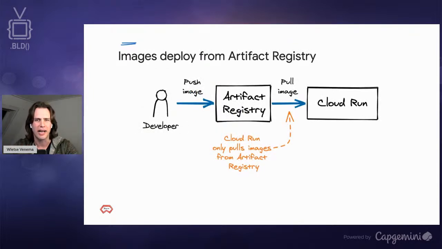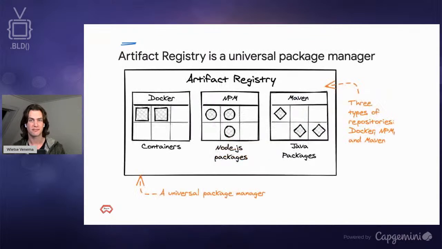Let's take a step back and look at how your container image gets to Cloud Run, because you're not sending it directly to Cloud Run, but you use Artifact Registry as an intermediary storage for it. And that's because Cloud Run can only pull container images from Artifact Registry. If you're used to hosting your container images somewhere else, like on Docker Hub or on a registry you host yourself, keep in mind that with Cloud Run, you'll need to push them to Artifact Registry first.